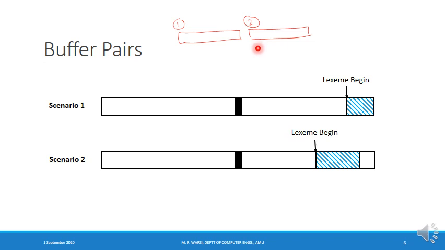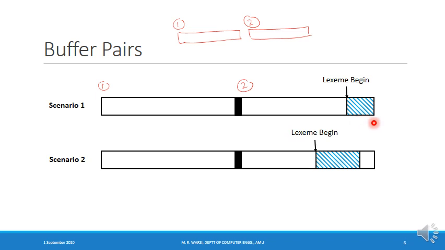If this is the scheme that we have, what will happen to the problems or issues that we discussed in the previous slide? Let us talk about them. So let's consider the first scenario. This is my buffer number 1 and this is buffer number 2. I'm assuming that the lexical analyzer is doing the scanning from buffer number 2, and it is in the process of identifying a lexeme which is there at the end of the buffer.